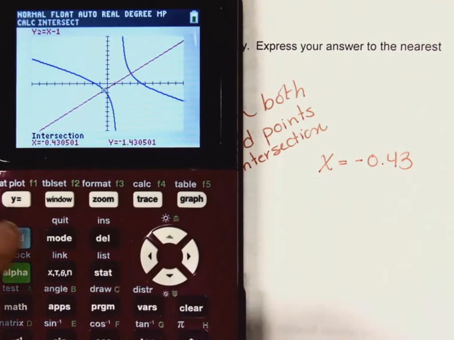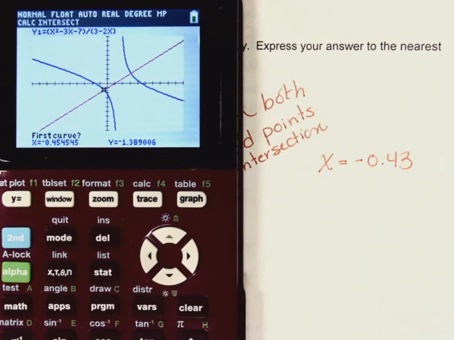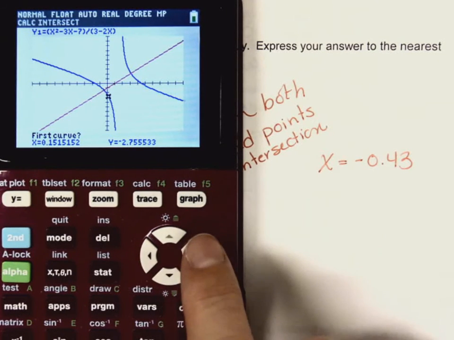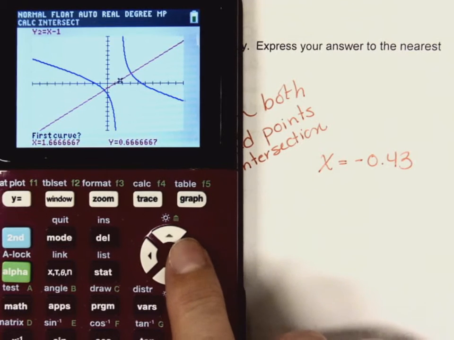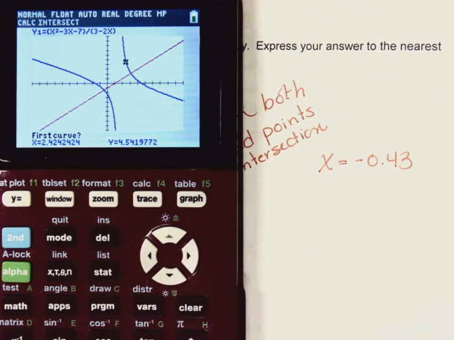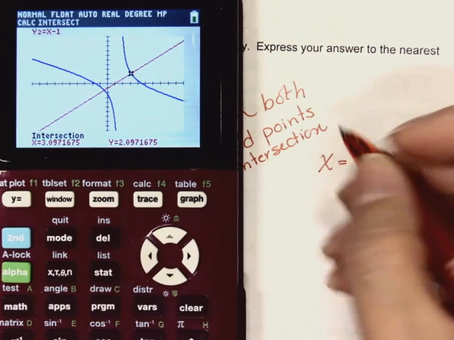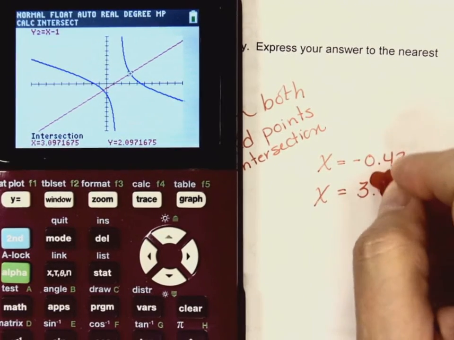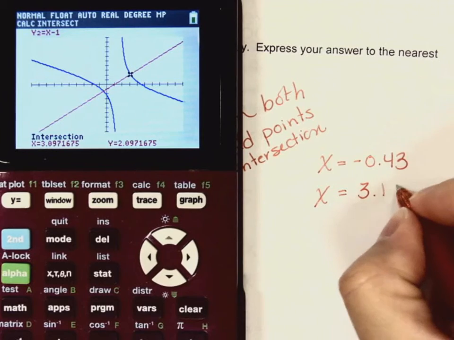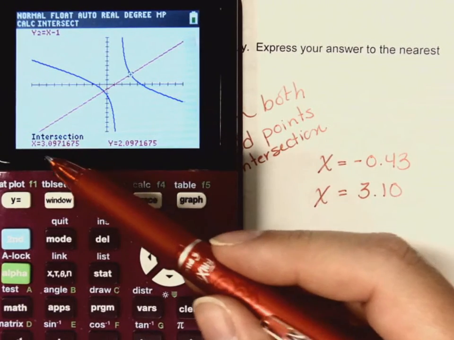And then I'm going to do that again, so second function calculate, option 5. I got to go closer. So that's first curve, second curve. I had to move closer to my second point of intersection, or it would keep giving me the same point. So the next answer is 3.10. But then that 7 is going to round that up.